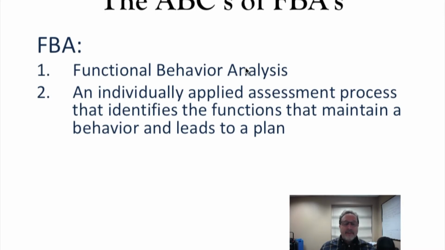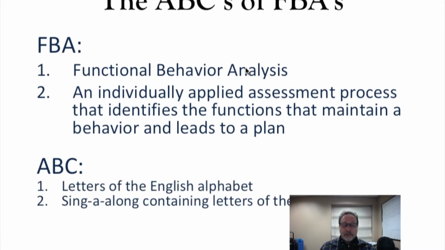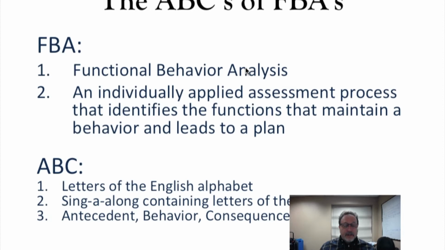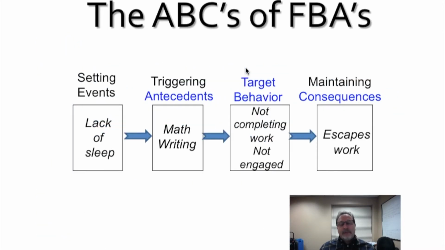And how do the ABCs fit into FBAs? We're going to have a little multiple choice test here. These are the options for what the ABCs are: letters of the English alphabet, a sing-along song containing the letters of the English alphabet, antecedent behavior consequence, or all of the above. Really, what we're focusing on now is antecedent behavior consequence, although all of the above I think are true too. So more seriously, the ABCs of FBAs: antecedent, behavior, and consequences.